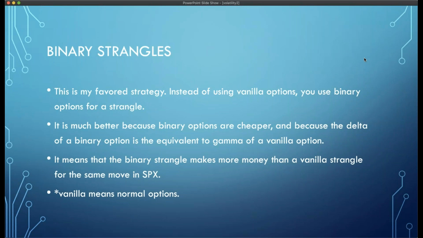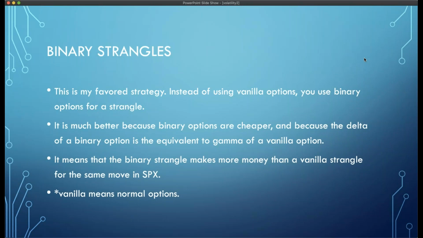It's a strangle, but instead of using vanilla options, we use binary options. And here I introduce the word vanilla. Just to explain, vanilla just means normal options. All of the options that you see quoted in TD Ameritrade or Interactive Brokers or Schwab are in fact vanilla options. They are called vanilla because they are normal options. But for those of you that are new to the world, there are many types of options, and there are really exotic options, which are the opposite of vanilla. And binary options are a type of exotic option.